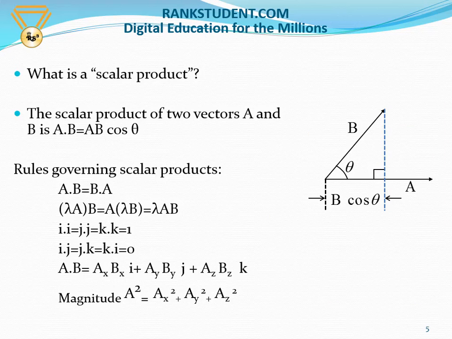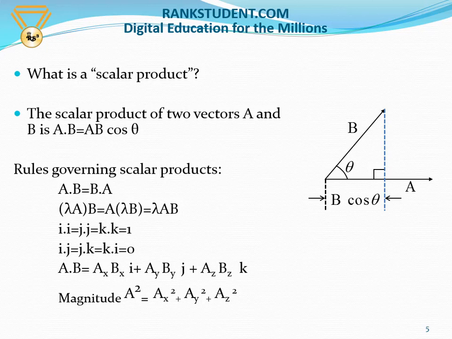What is a scalar product? We have studied it in a previous chapter. Let's review it. The scalar product of two vectors A and B is A dot B equals AB cosine theta, where theta, once again, is the angle between the vectors A and B. Since the representation is the dot, it's also called a dot product.